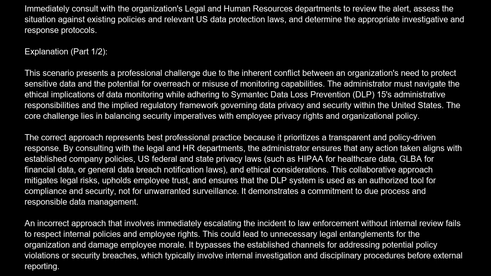An incorrect approach that involves immediately escalating the incident to law enforcement without internal review fails to respect internal policies and employee rights. This could lead to unnecessary legal entanglements for the organization and damage employee morale. It bypasses the established channels for addressing potential policy violations or security breaches, which typically involve internal investigation and disciplinary procedures before external reporting.